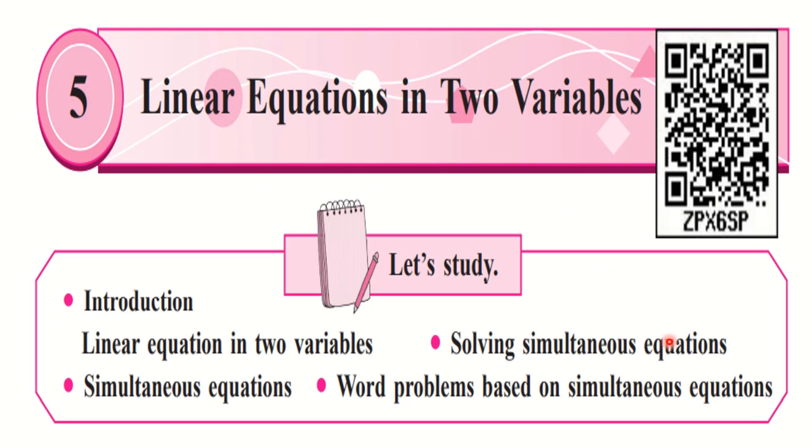We are revising chapter number 5, that is linear equations in two variables. In the previous lecture, we discussed the general form of linear equations in two variables, its introduction, that means how the linear equations in two variables are framed. Then we saw the meaning of the word simultaneous equation: when we think about two or more linear equations in two variables at the same time, and solve them simultaneously, they are called simultaneous equations. Then we started with the methods to solve simultaneous equations.